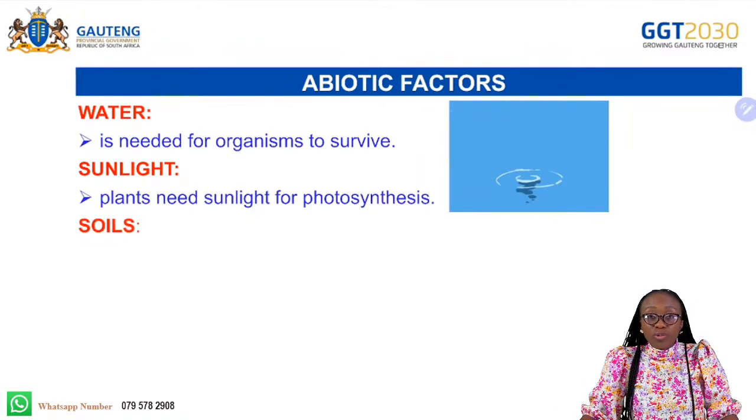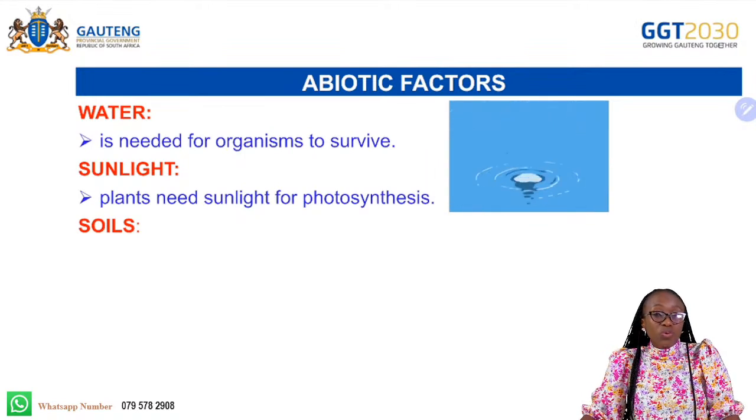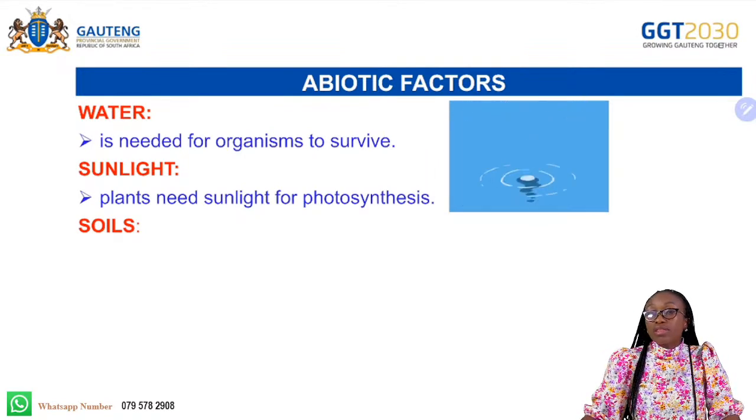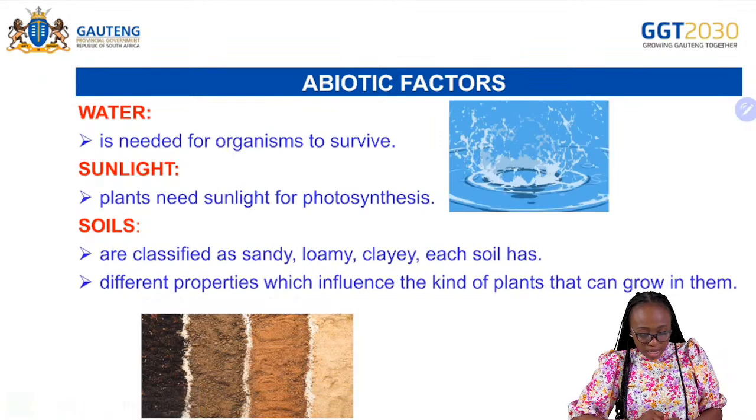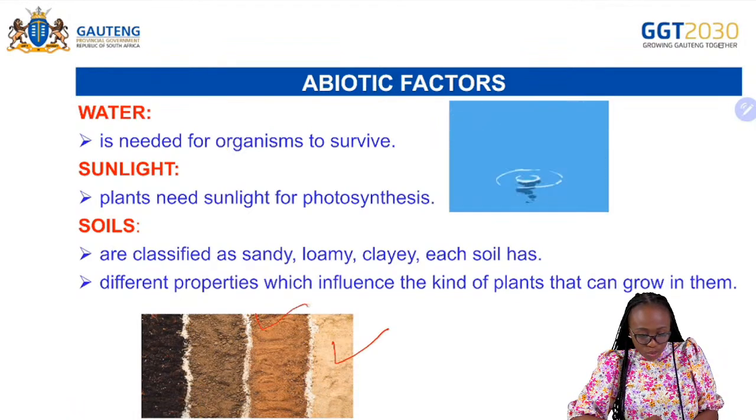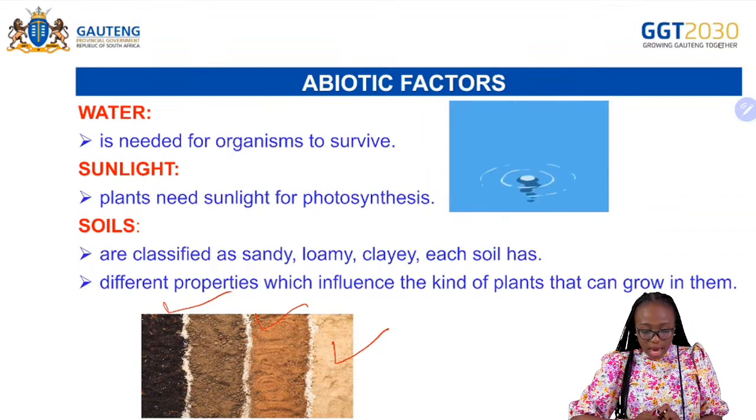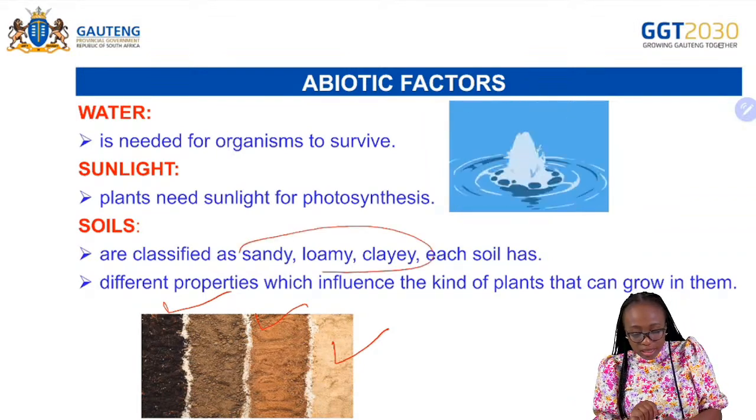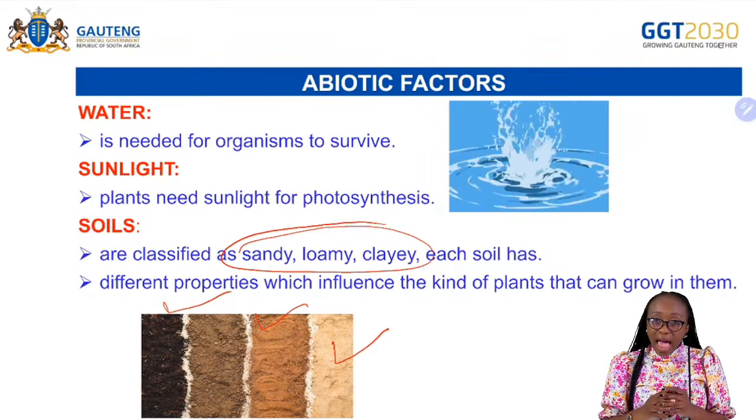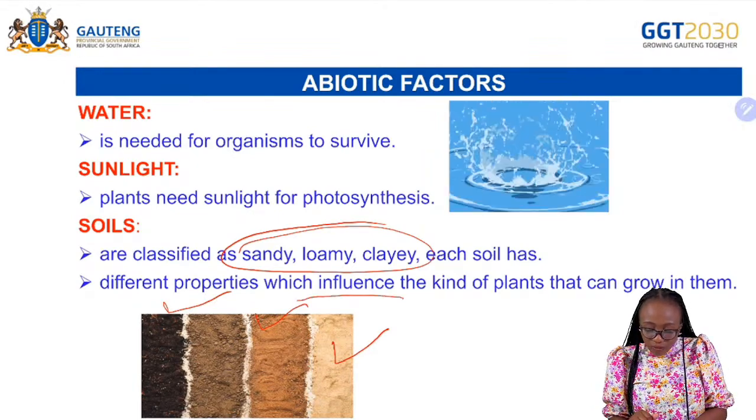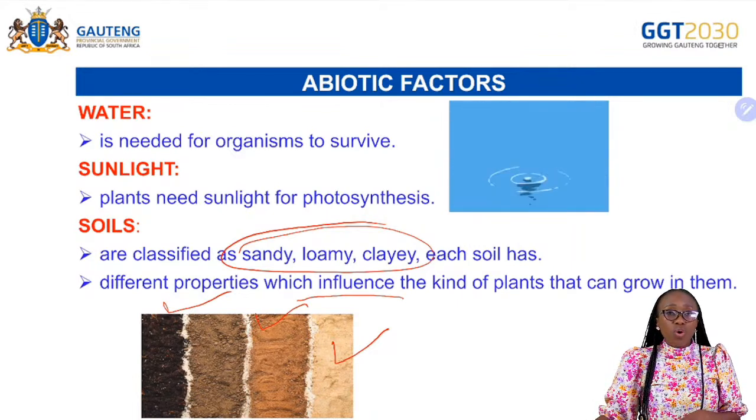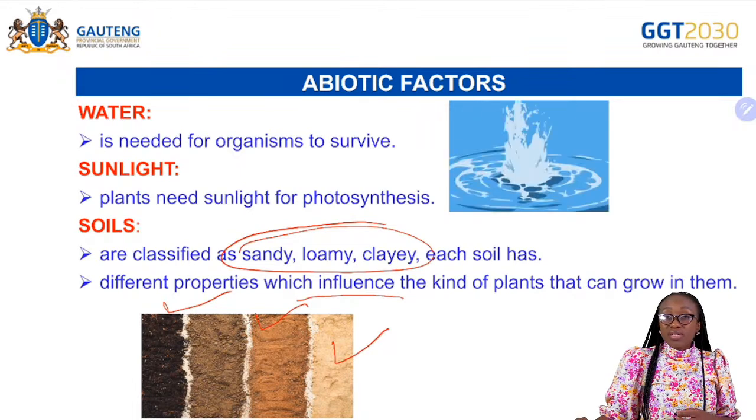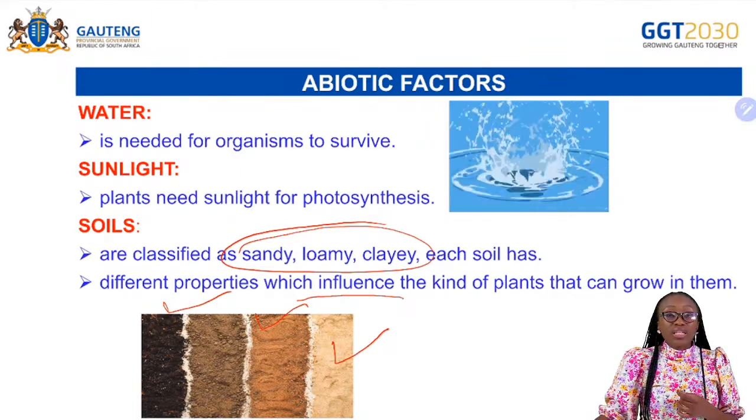And another important factor is the soil that you and I grow our plants on, the soil that we walk on. So here are different types of soils. Soils are classified as sandy, loamy, or clay soils, and the different properties of these three types of soils influence the kind of plants that grow in them. Like orchids love to grow on rocky areas or areas with stones, but other plants such as maize thrive in clay soils.